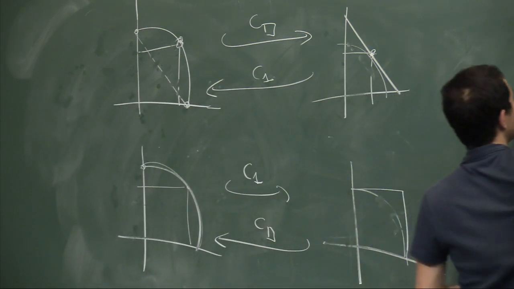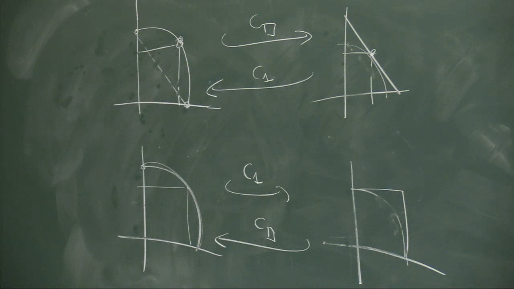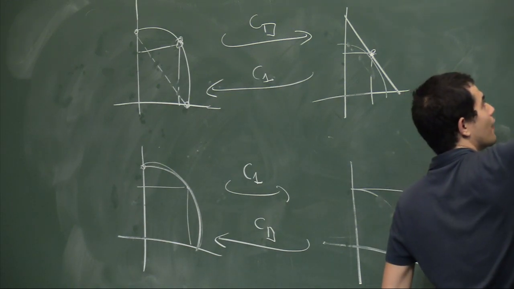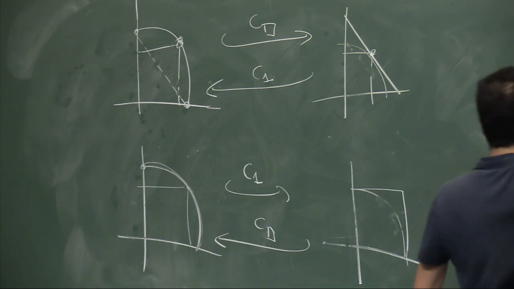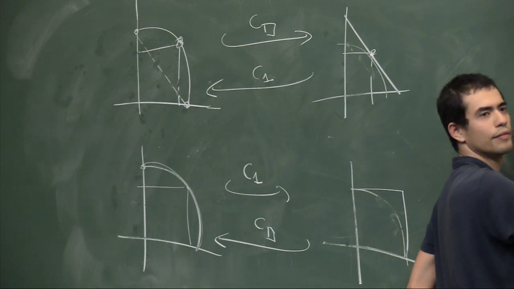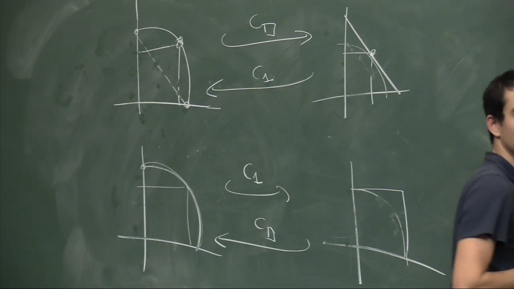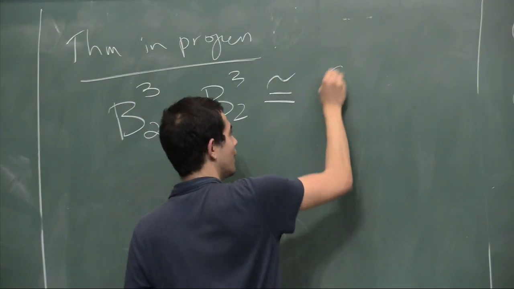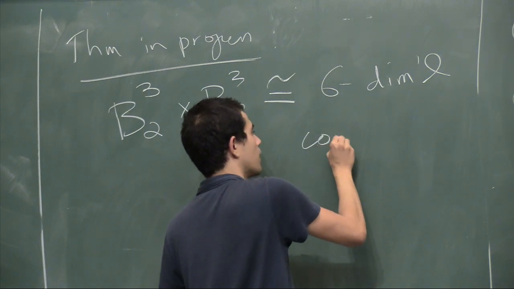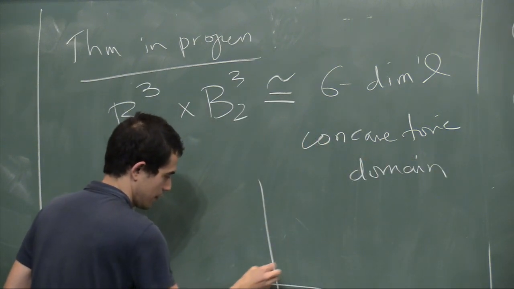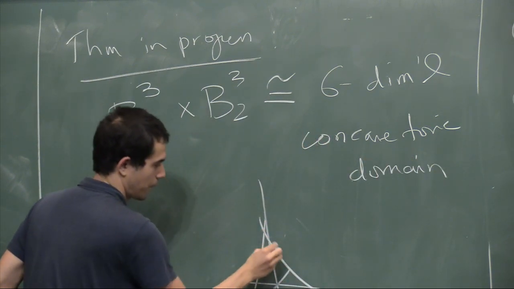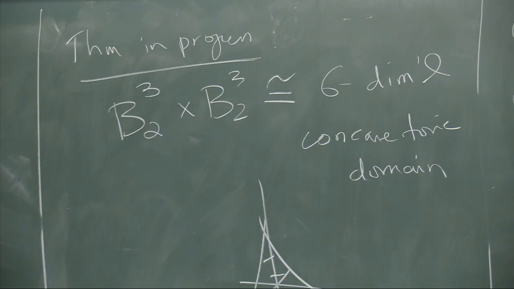And I'm going to end with just telling you what we're trying to prove now. So I should say theorem in progress, because it's not really written yet, but we believe it's true, which is that if you take the three-dimensional ball times the three-dimensional ball, that is symplectomorphic to a six-dimensional concave toric domain. So something like this. So it's kind of a generalization of my original result.